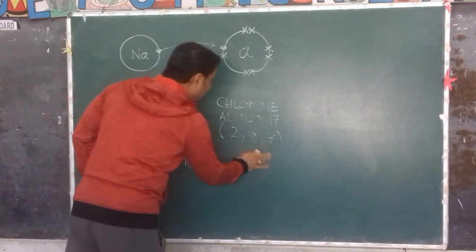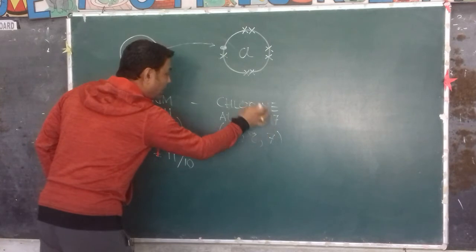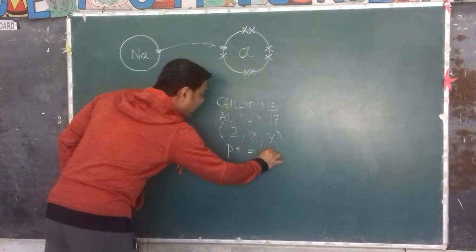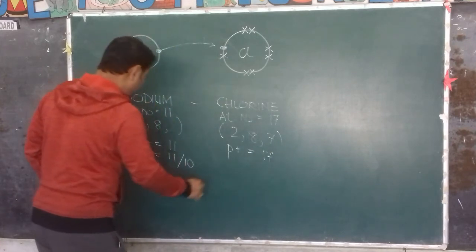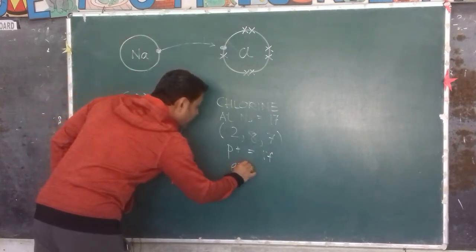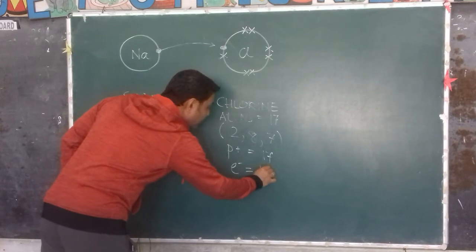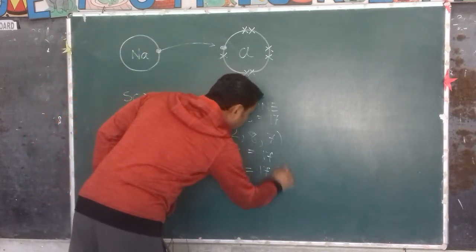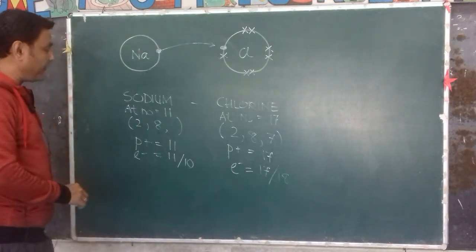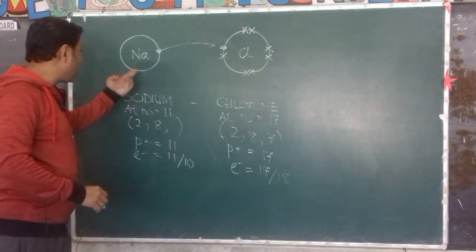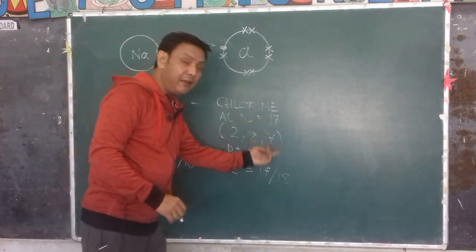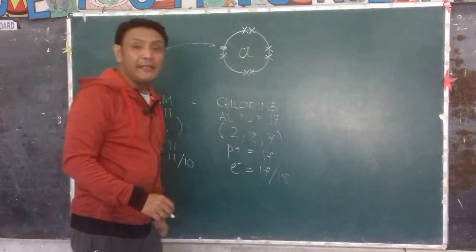So similarly, chlorine, what is the atomic number? 17. So what is the number of protons chlorine has? Total 17. 17 positive charges. And what is the number of electrons? Actually it had also 17 electrons. But now it will have 18 electrons after receiving. So after losing 1 electron, sodium will have 10 electrons, and chlorine, after gaining 1 electron from sodium, will have 18 electrons.